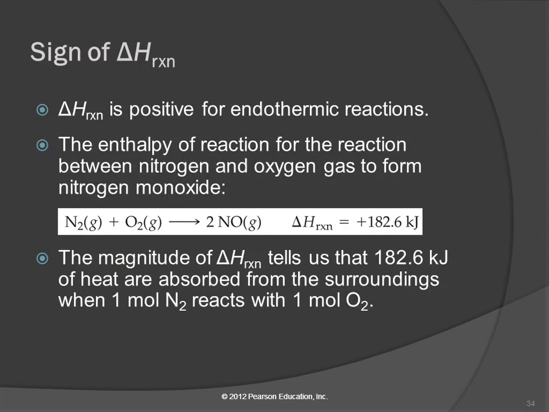Here's an endothermic reaction. In an endothermic reaction, the energy is coming in, so delta H is positive. Nitrogen reacting with oxygen forms 2 NO, nitrogen monoxide. Here delta H is positive, 182.6 kilojoules. That means that that much energy is going into the system. Okay, it's always from the point of view of the system. So 182.6 kilojoules of heat when 1 mole of nitrogen reacts with 1 mole of oxygen. Any questions yet?